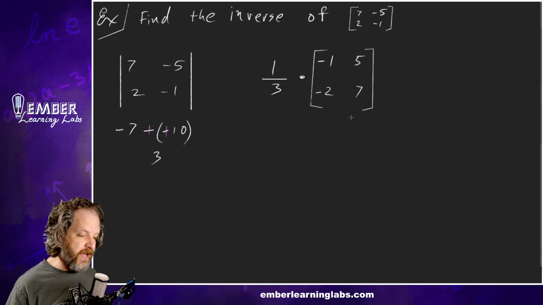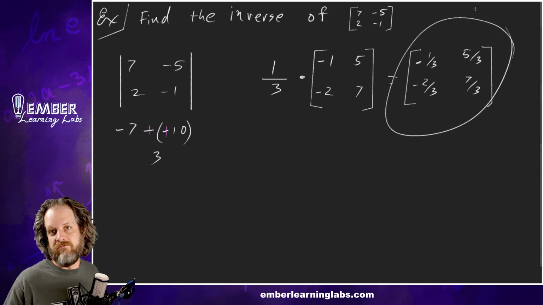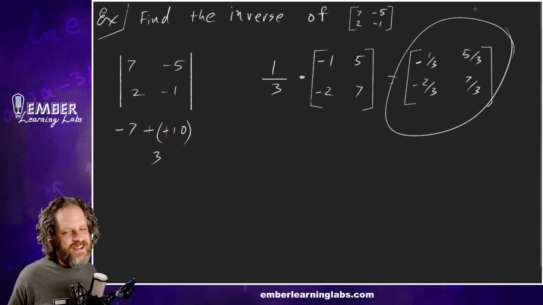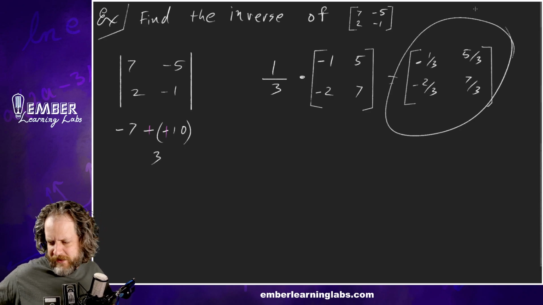So then we just multiply it. So that equals -1/3, 5/3, -2/3, 7/3. See if anything reduces? Nothing does. That's the answer. It's fractions, but usually the fractions on these are pretty easy, and so it's kind of a fun way to do things.